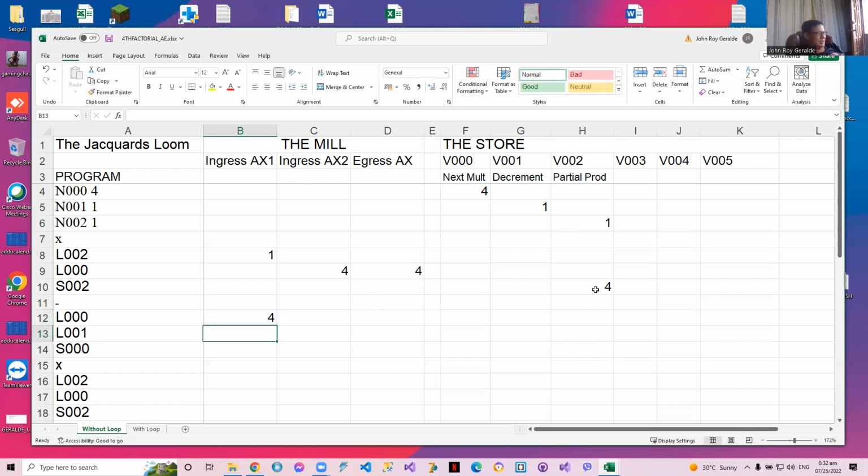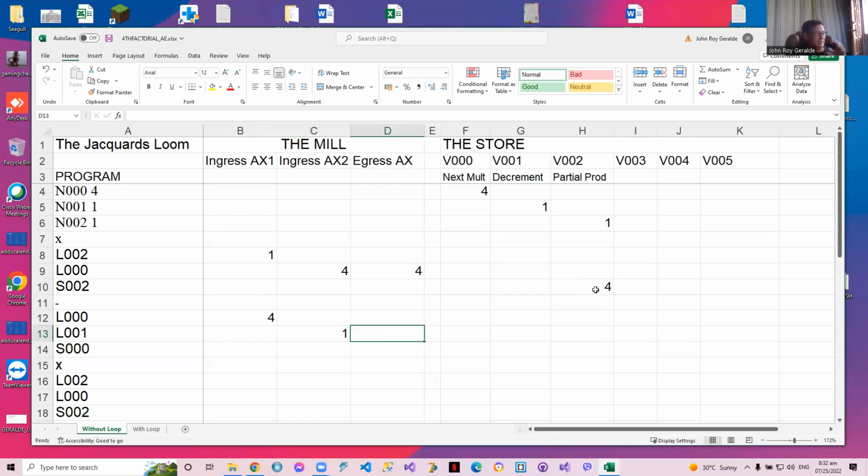So this becomes 4. Why is that? Because we are going to load ingress axis 1 with variable 0. So this becomes 4. And when you say L001, being the second L, this will go to this column. What will be this value? 1, from Psych Casiple, Giancarlo More, and Earl. Who's Earl here? Can you indicate your name? This becomes 1.